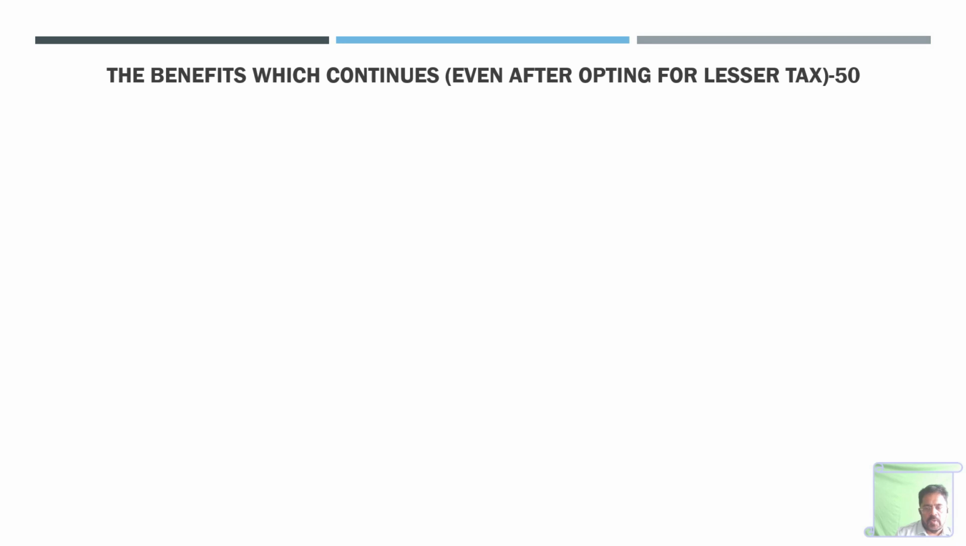Now there is a good silver lining, even after opting for the new scheme. There are certain benefits which do continue. One is the standard deduction on rent. If you are giving a property on rent and you are getting rent income, then the 30% standard deduction will be available even under the new alternative scheme as well as under the old scheme.